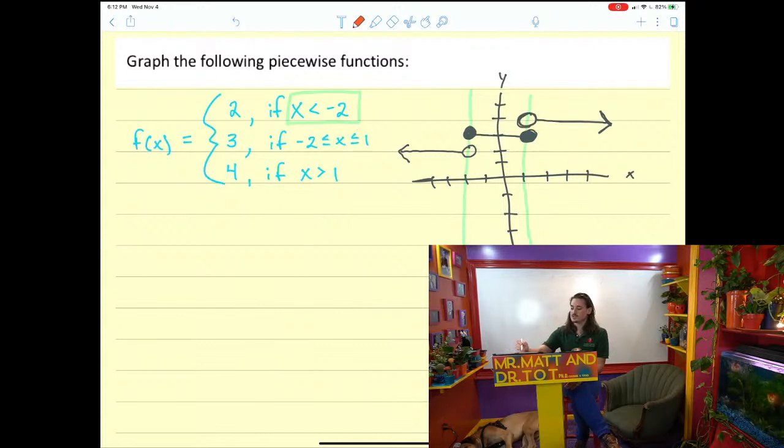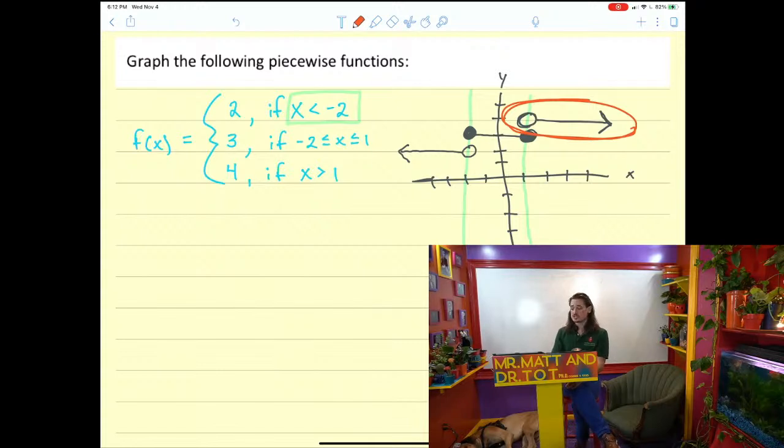And the third guy, if x is greater than 1, y is equal to 4. So that's this horizontal line, but going in the opposite direction with a hollow dot because it's exclusive to positive 1. It can't be positive 1, but it must be greater than positive 1.